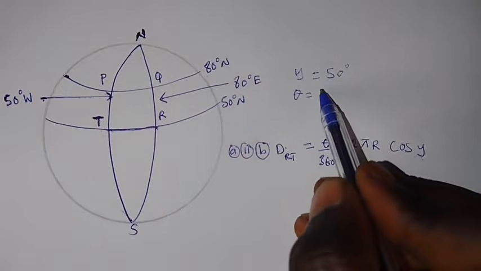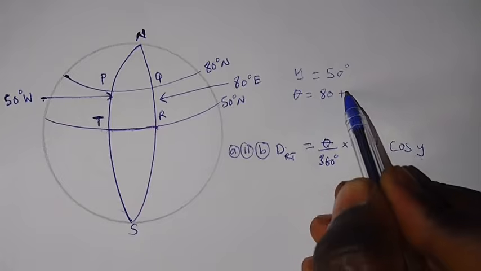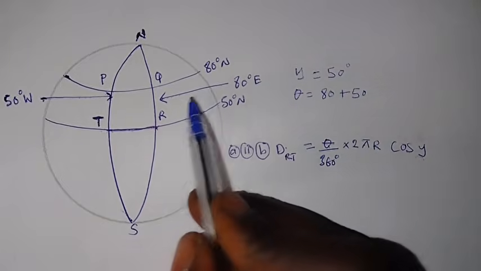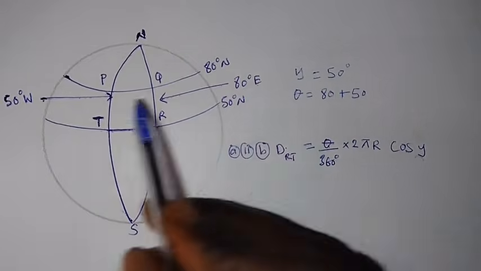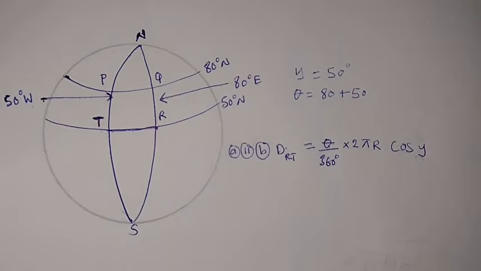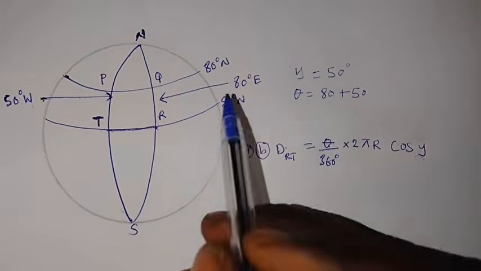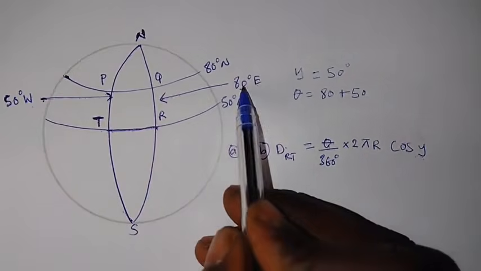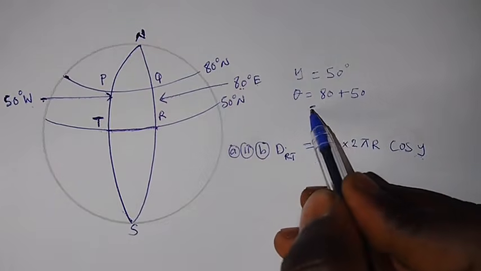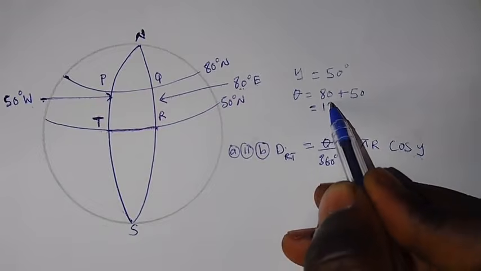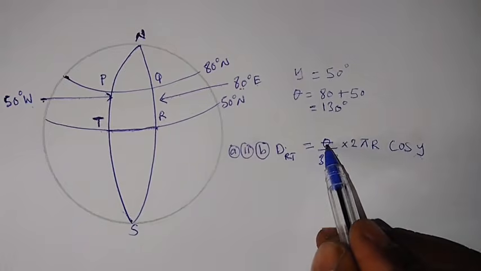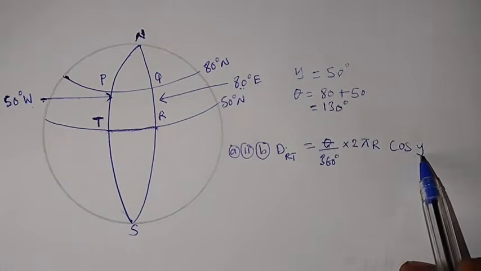R is on 80, so you get this 80 plus 50. Now, why are we adding? This one is on east and this one is on west. So the two points are lying on different hemispheres, so we need to add them. We need to add 80 plus 50. When we add 80 plus 50, this gives us 130 degrees. So this will substitute on theta and 50 will substitute on y.